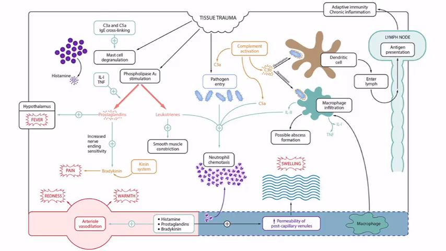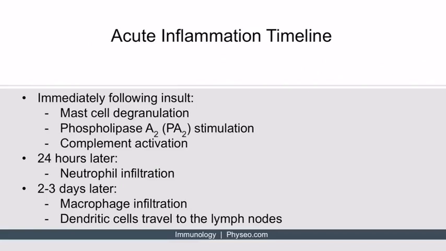So we've established that inflamed tissues will reveal neutrophils and swelling. But there's clearly many things taking place during acute inflammation, as you can see on this image. So let me give you a brief yet solid timeline you can keep in your mind as we move forward. So think about it as what occurs immediately following the insult, then what happens 24 hours later, and then what happens 2 to 3 days later.